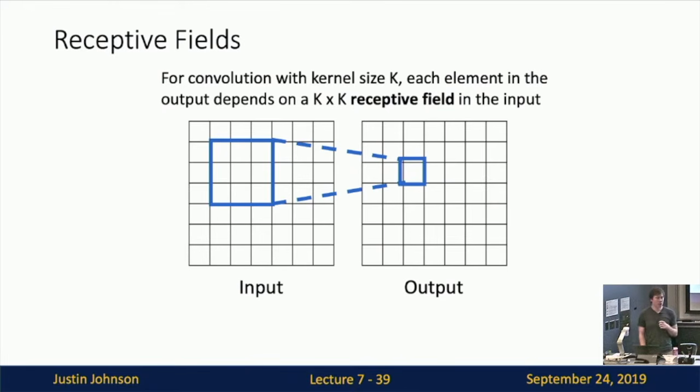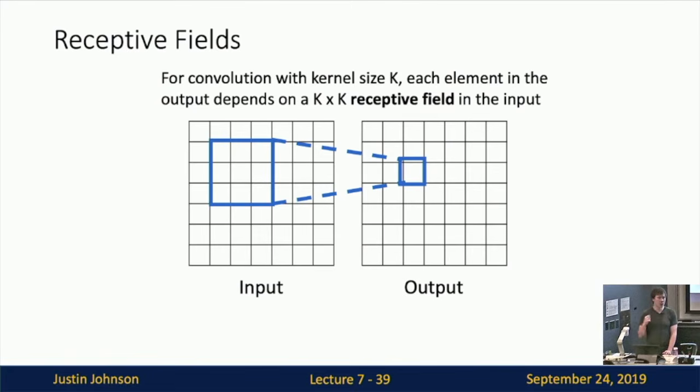Now, another useful way to think about what the convolution is doing is this notion of a receptive field. Here we're showing an input grid, our input image, and then the output grid, the spatial grid of the output after performing a convolution operation. And recall that we had this interpretation of the convolution as taking our convolutional filter matrix and sliding it around, taking an inner product at every position of the input.